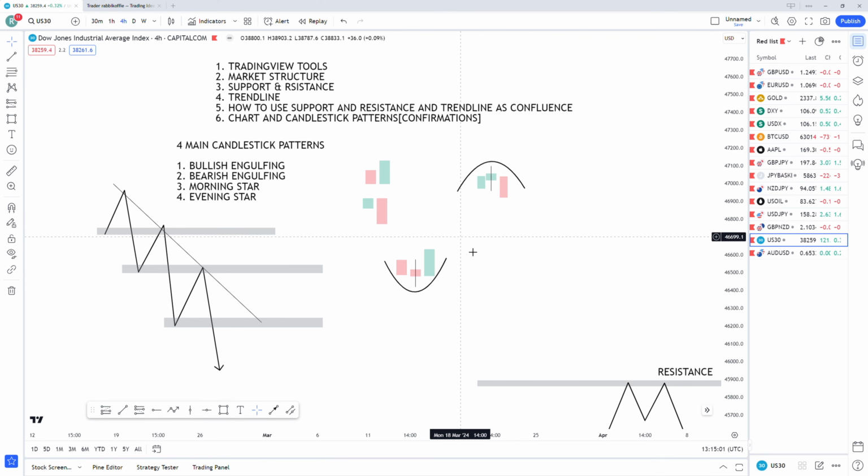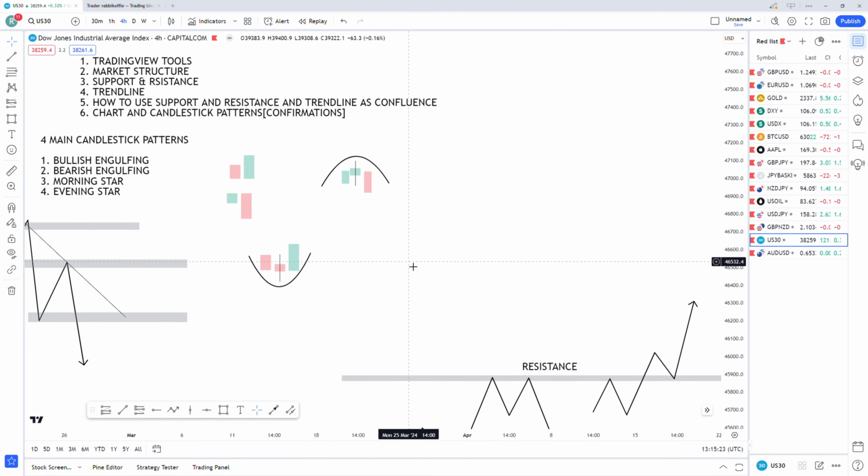Okay, so these are the four main candlestick patterns we use when price gets to our zones. And remember, the key to having the correct pattern is waiting for the candlestick to close. Don't rush into taking the trade. Wait for the candlestick to close, guys. Very good. So let's go to the other one, which is the chart pattern.